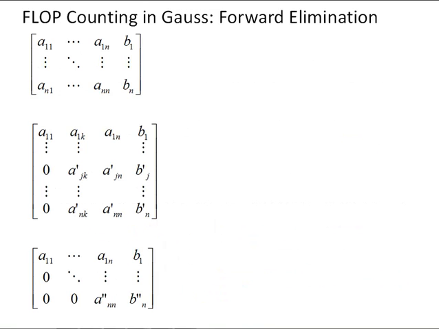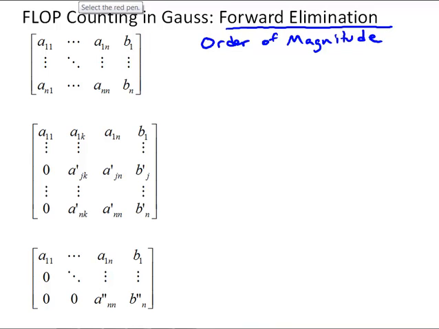So let's look at counting the flops required in Gauss elimination, and we're going to start with the forward elimination step. Again, this is just an order of magnitude analysis. We're just interested in how the number of flops required to execute the algorithm depends on the size of the system. Recall that forward elimination starts with the first pivot element and eliminates all of the elements under that first pivot element.